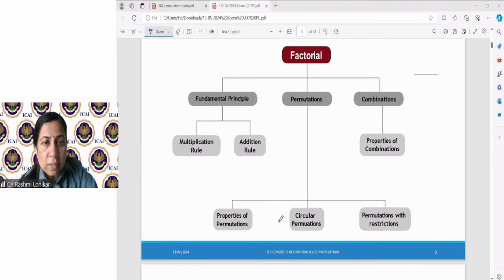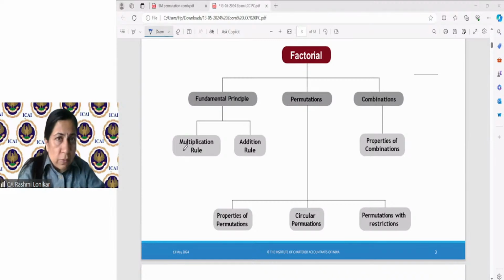Now, Parul, in combination is order important or in permutation is order important? Yes, let me see you all. Yes, Aisha has answered very well. Yes, permutation. Aisha is saying in permutation order is important. Very good. Okay. Then we are first going to talk about the multiplication rule and addition rule.